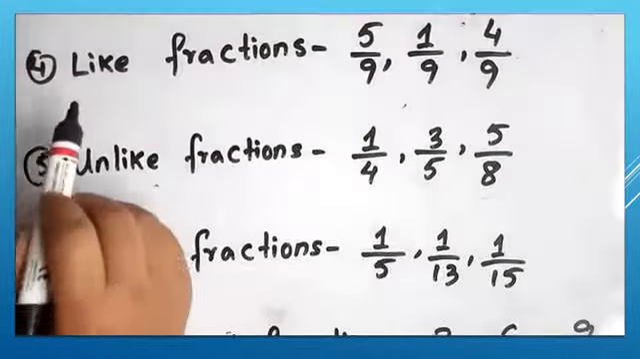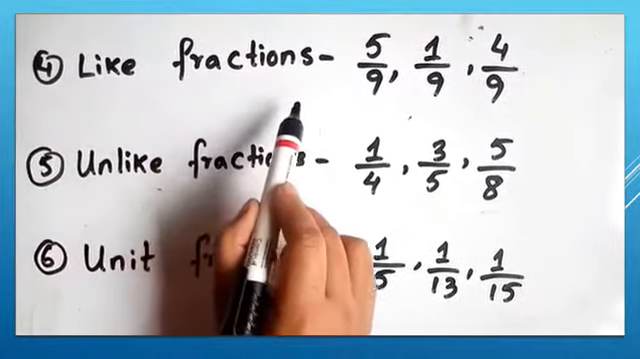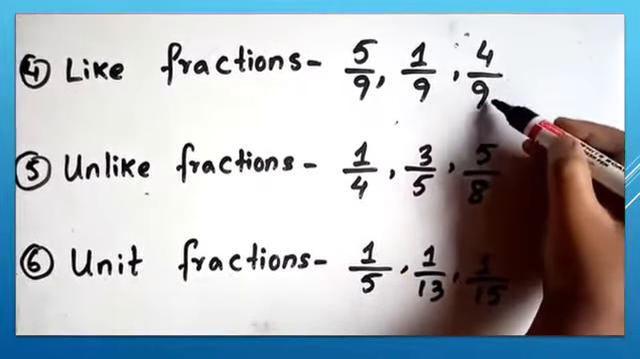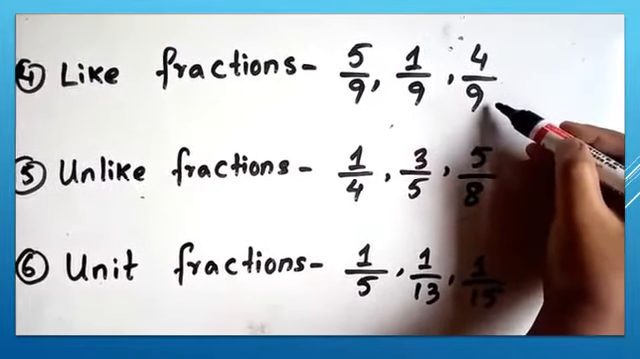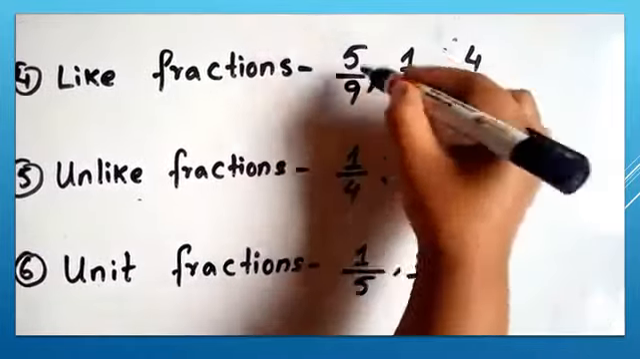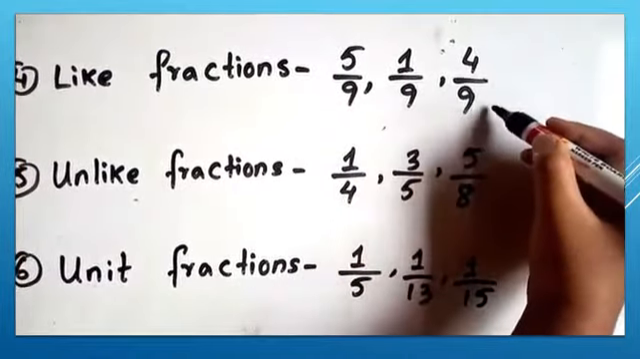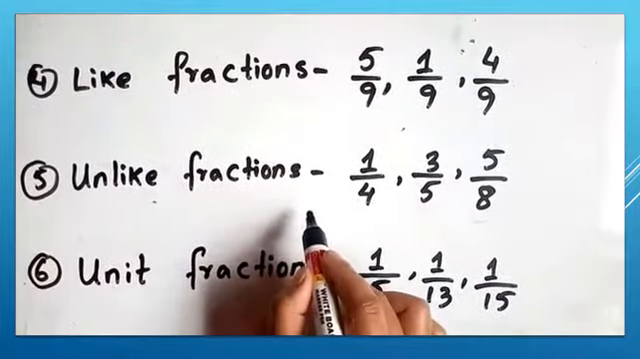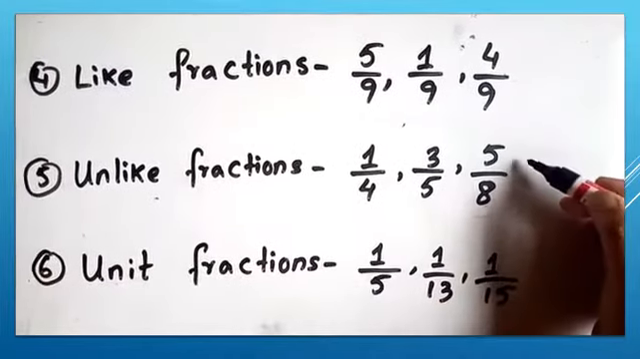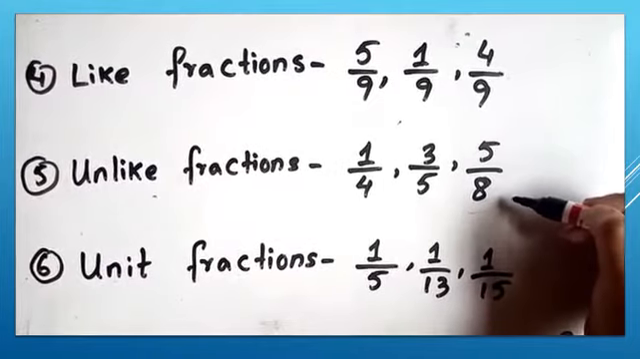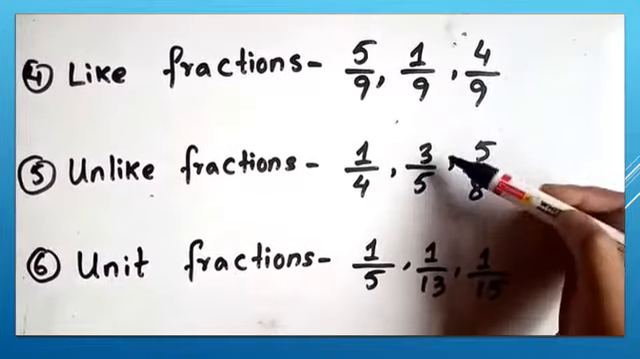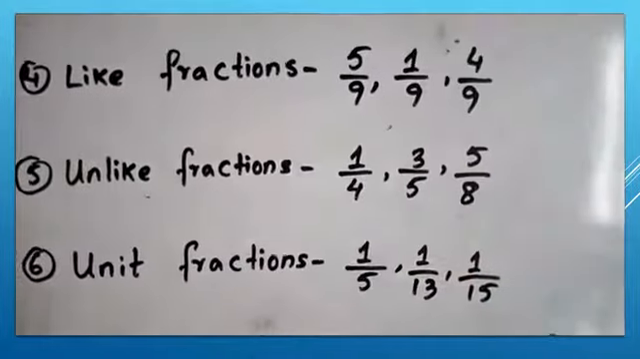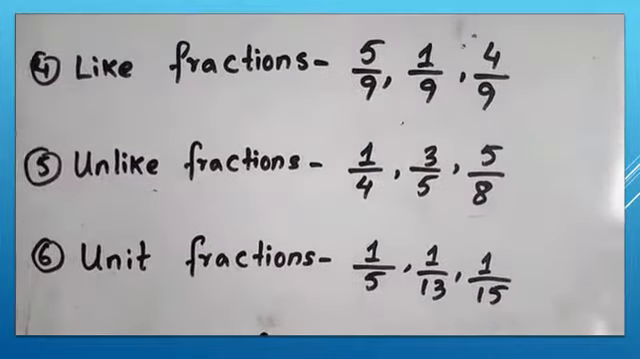Now number 4, like fractions. In like fractions, as you can see in the example, all the denominators are the same. It is a set of fractions where all the denominators are the same. Now in unlike fractions, you will see the denominators are not the same, like 1 by 4, 3 by 5, 5 by 8. So these kinds of fractions are known as unlike fractions.